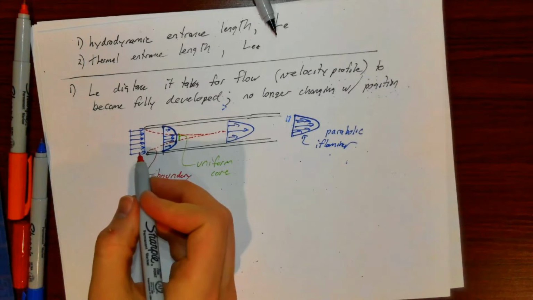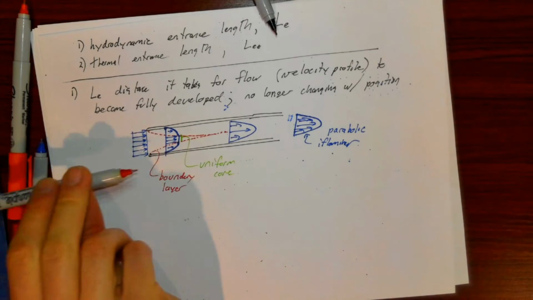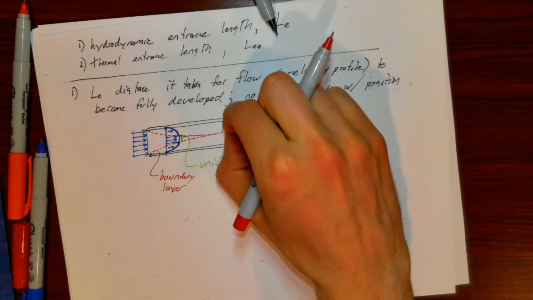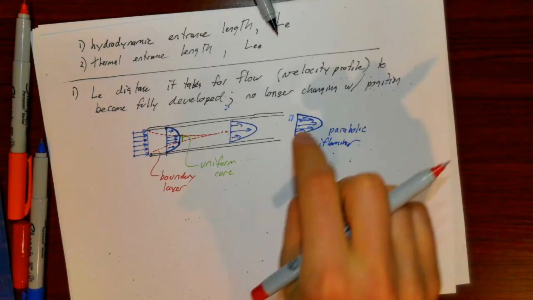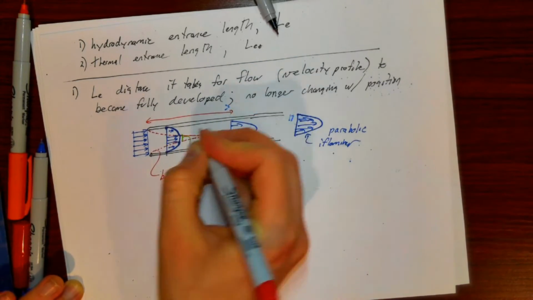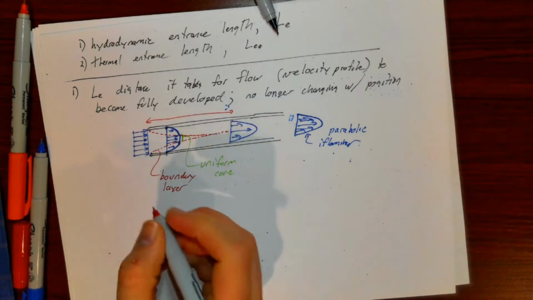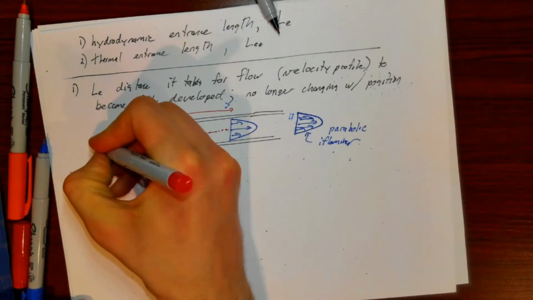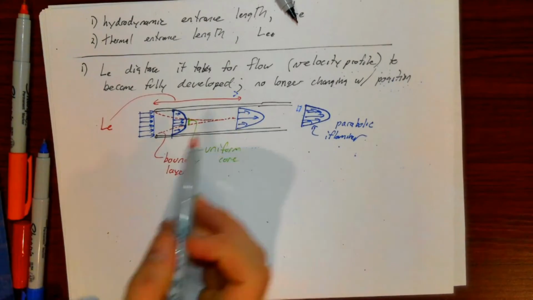And boundary layers, you almost always grow, as you go downstream in the flow. And in this pipe case, they basically grow and merge. And once they've fully merged, the flow becomes fully developed. We would call the distance between the entrance of the pipe and the place where they fully merge the hydrodynamic entrance length, or LE.